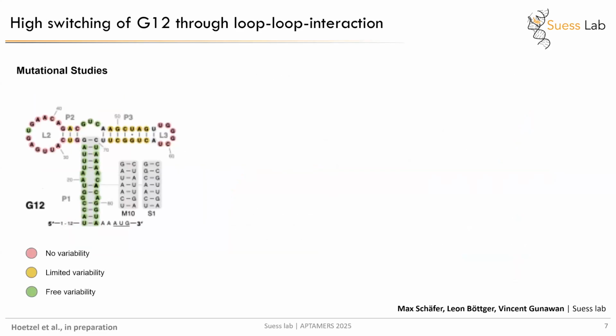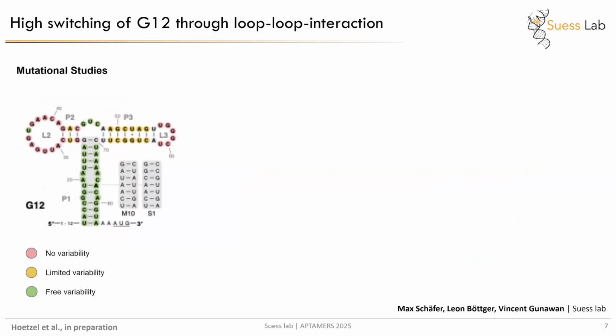We then continued with very extensive mutational studies on the aptamer. And this is a summary of the whole studies. So in green, we can see positions that you can touch, you can exchange them, and you still have regulatory activity of the aptamer. Yellow is some limited variability, and red is no variability at all. And interesting is that you can exchange the sequence and also the length and the structure if you want.